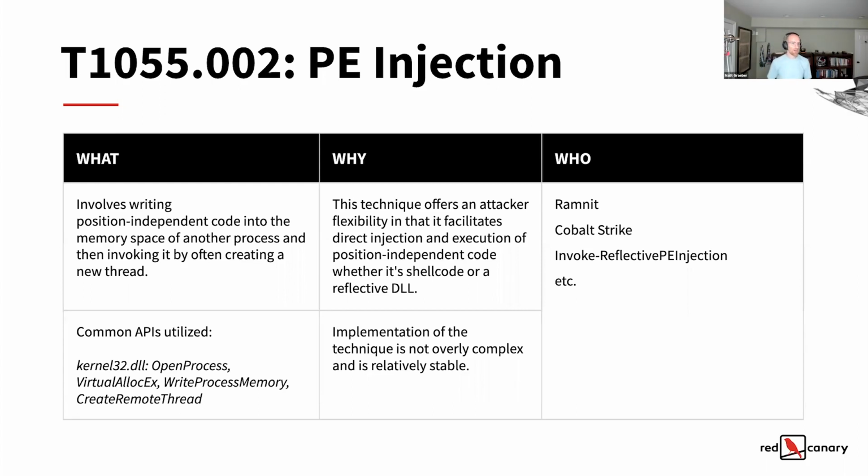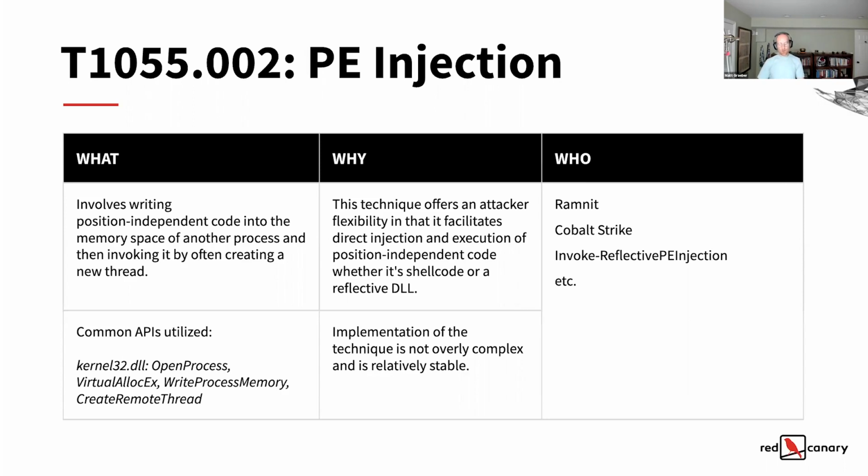There are some common APIs that are available for use to achieve this form of injection. The most prevalent ones in kernel32 are OpenProcess, so this would be used to obtain a handle to the target process that you want to inject into. VirtualAllocEx, which would be used to allocate memory in that target process. WriteProcessMemory to write the contents of the position-independent code into the memory region that you just allocated, and then spawn the thread using CreateRemoteThread.